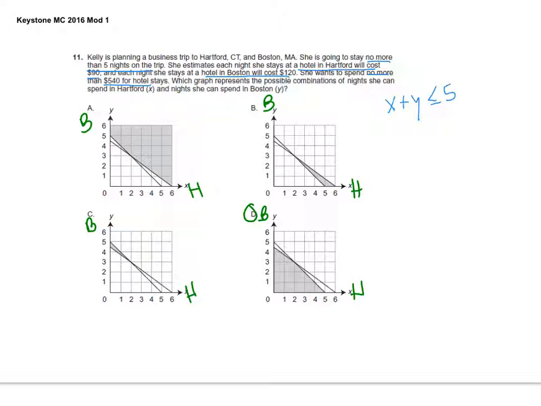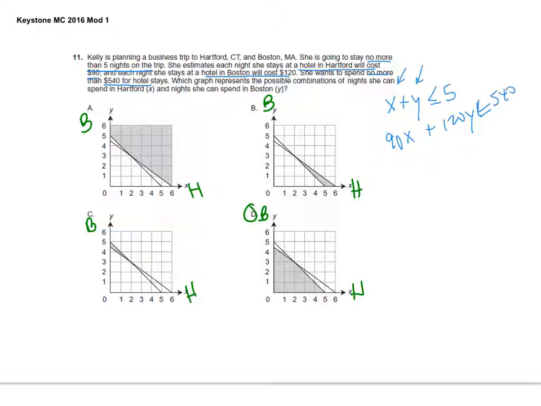so we can see that the number of nights in Hartford plus the number of nights in Boston, where x and y are Hartford and Boston. You can see I labeled all of my axes there. That needs to be less than or equal to 5 because she wants to spend no more than 5 nights. And you can do the same thing and come up with your second equation, where it's $90 per night in Hartford and $120 per night in Boston, and that needs to be less than or equal to $540.